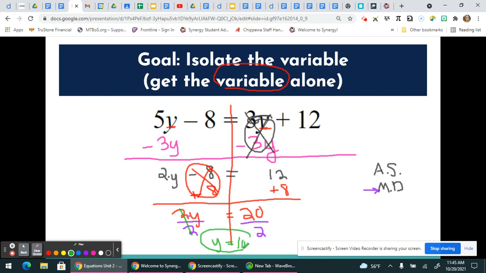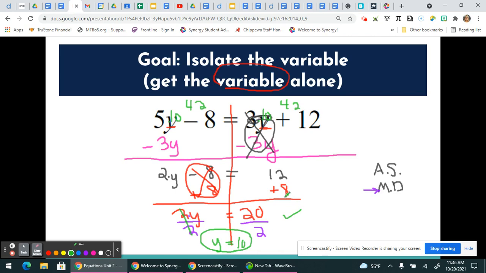So my solution here, y equals 10, I can put a 10 in for y, a 10 in for y, and I can check, does that work? Well, here 50 minus 8 gives me 42, and 30 plus 12 gives me 42. It works, it balances. Okay, so that's exactly our process here.